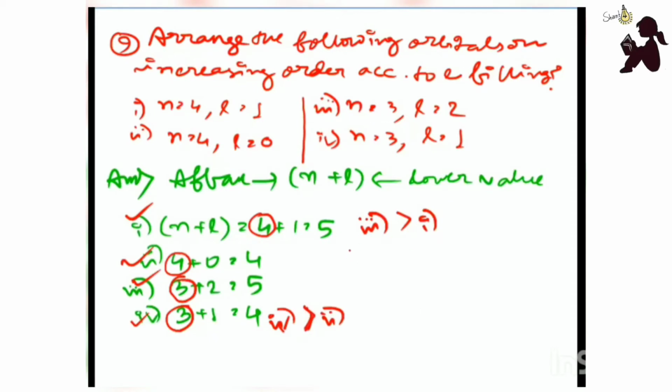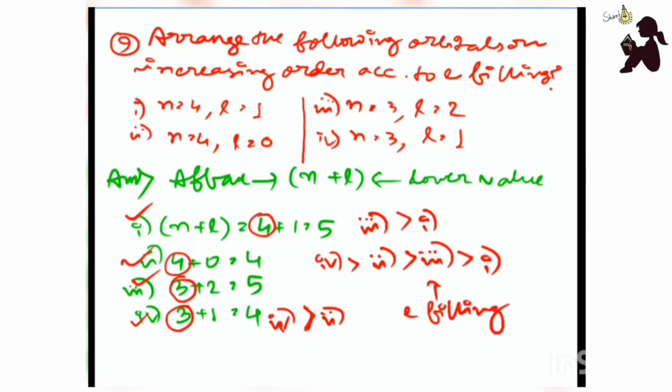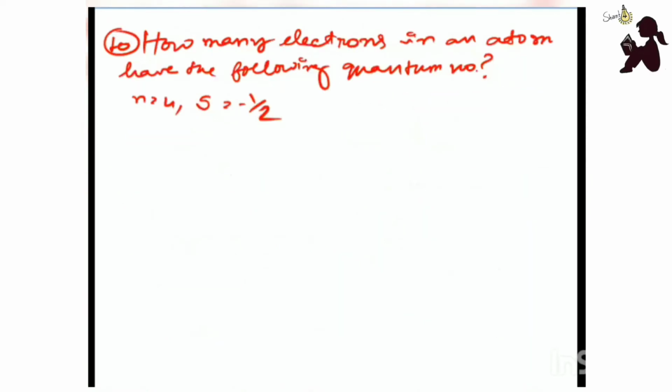But if we write it in order of the whole, it will be like this, because the 4's n plus l value is lesser than 5 plus 5, so we will write 4 greater than 2 greater than 3 greater than 1. That will be the order of electron filling, right? So this question is also done. So let's see question number 10.